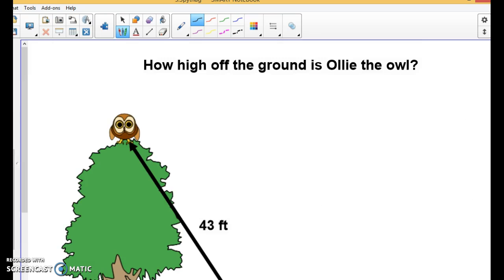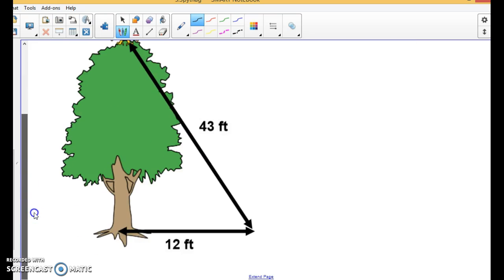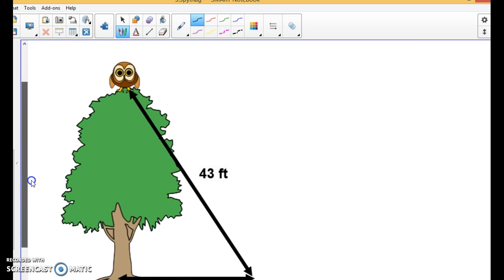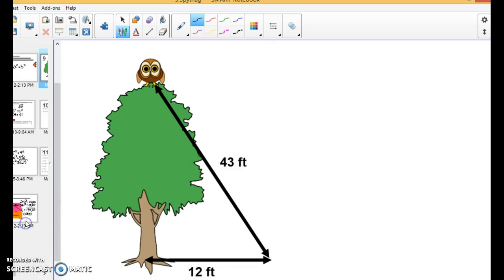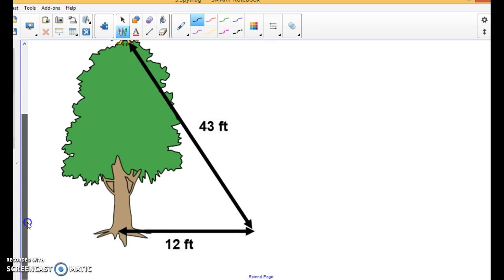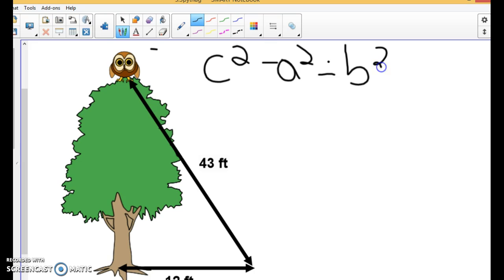Alright, and we will do one where I already have the hypotenuse. Now I know that it's 43 feet from the top of the tree down to the shadow, and I know the shadow is casting at 12 feet. I want to know how tall that bird is up there. This is an example where I'm going to do c squared minus a squared equals b squared, because I already know my c. I already know my c is 43 feet.